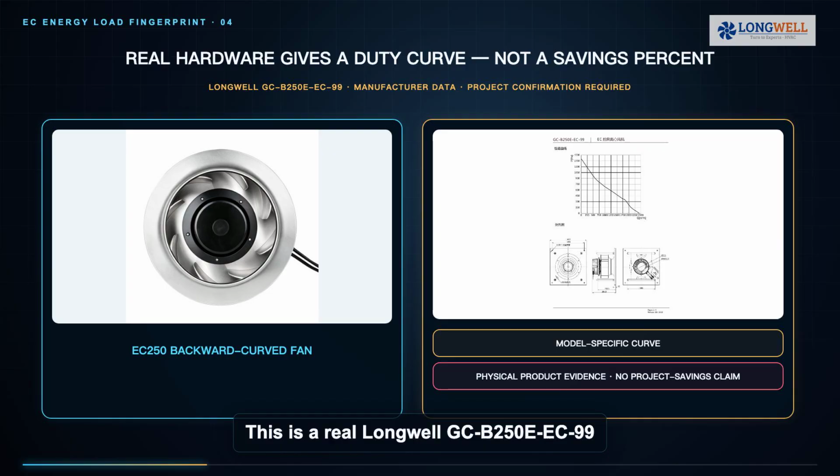This is a real Longwell GCB 250 EEC99 backward curved fan and its manufacturer performance curve. The curve helps locate a candidate duty point and control range. It does not prove a project saving percentage. Installed airflow, pressure, electronics, system effects, and operating hours still require confirmation.